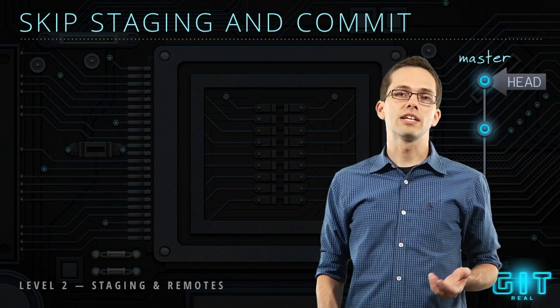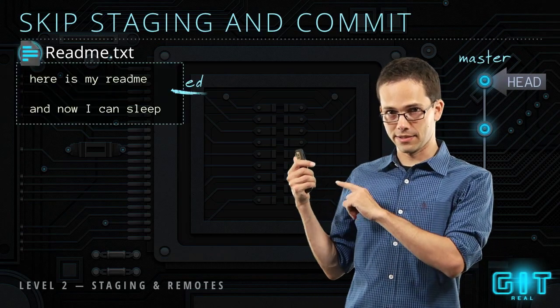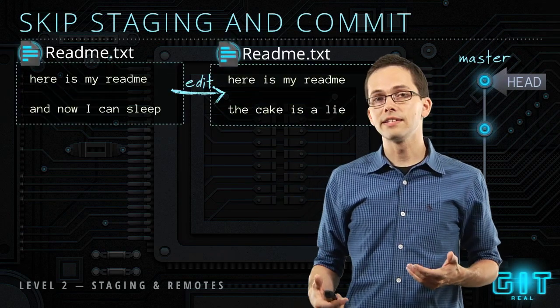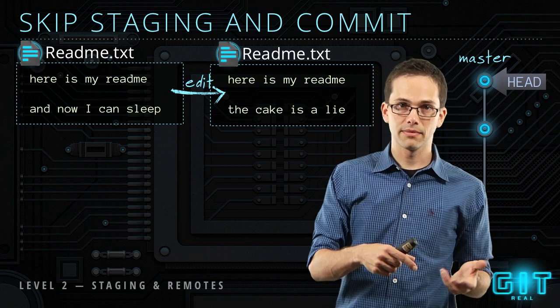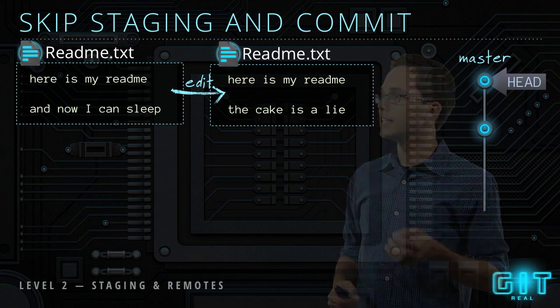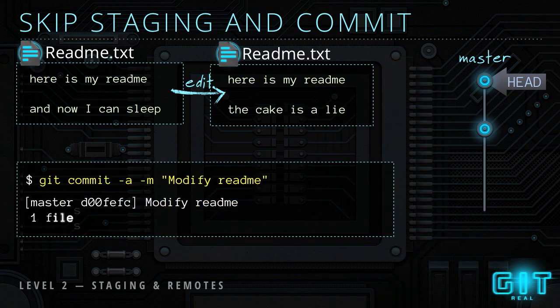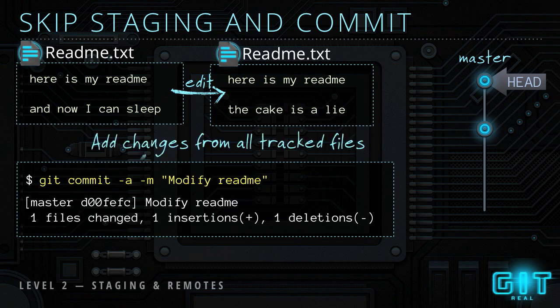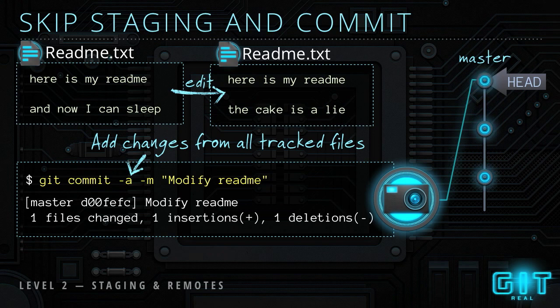Now let's go ahead and make a change to the README, talking about how the cake is a lie. If we wanted to commit this change, we'd have to add it and then commit it. Well, there's a shortcut. We can run git commit -a -m and then the commit message. What this is going to do is add any of our tracked files to the stage and then commit them. Now, the caveat here is that it's not going to add any files that we're not tracking. So if I had created a new file and ran this command, well, it's not going to be included in the commit.